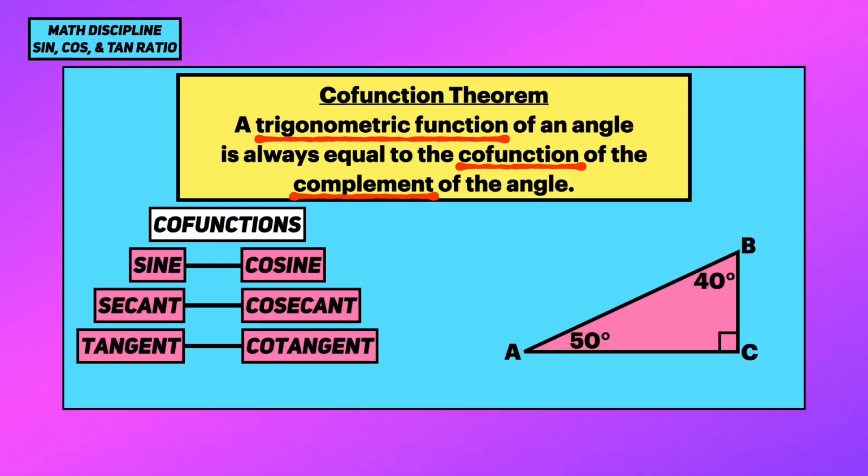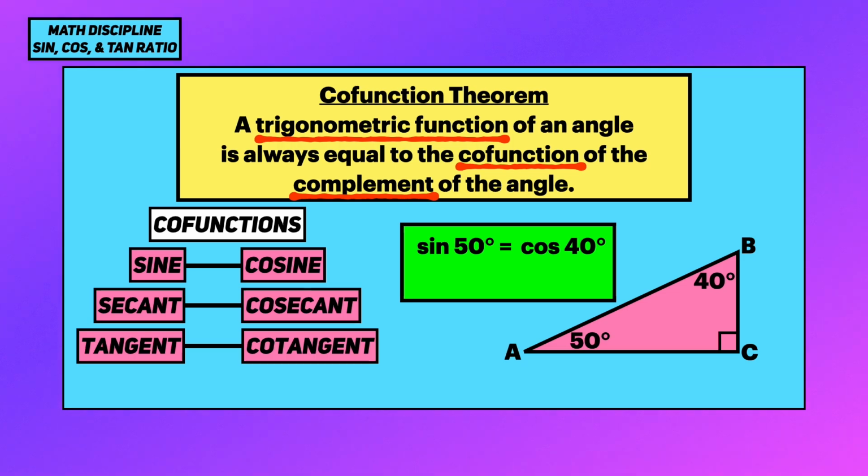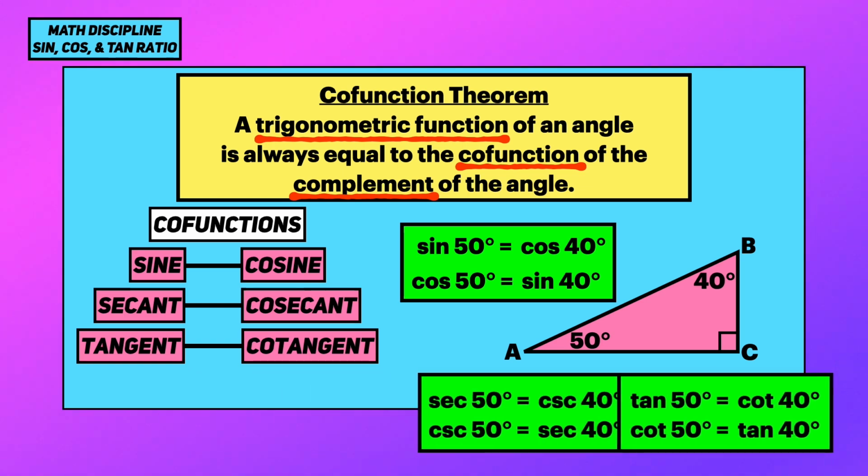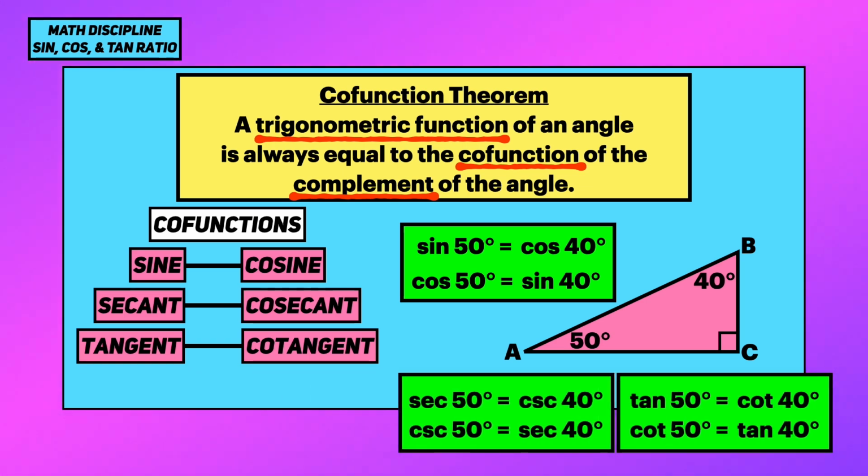Let's take a moment to look at the cofunction theorem once again. A trigonometric function of an angle is always equal to the cofunction of the complement of the angle. So we have a right triangle pictured. The acute angles are 50 and 40 degrees. They are complementary angles. Since sine and cosine are cofunctions, that means that the sine of 50 degrees will equal the cosine of 40 degrees, and the cosine of 50 degrees will equal the sine of 40 degrees. The same is true for the other two pairs of cofunctions, secant and cosecant, and tangent and cotangent.